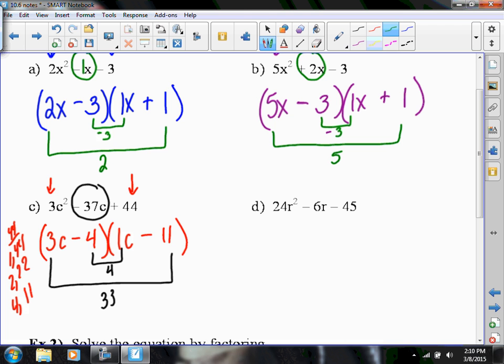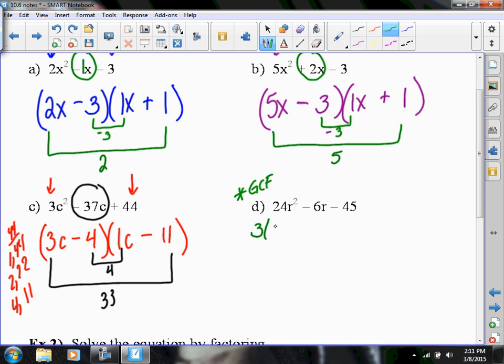Okay, last one. 24r squared minus 6r minus 45. Now, remember how we had that previous note about taking out a GCF? If you look at these numbers, 24 and 6 and 45, we can take a GCF out of them. Okay, so I'm going to put a little star here with GCF, because we can take out that greatest common factor from those 3 numbers. That greatest common factor is going to be a 3.